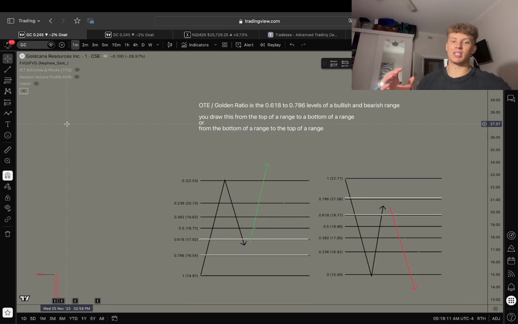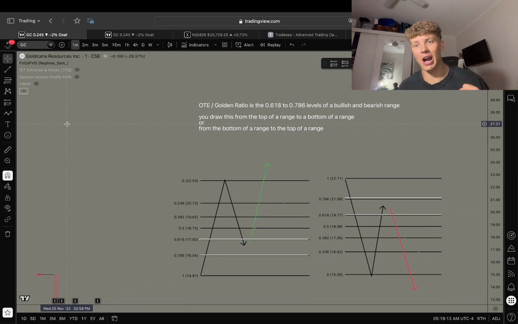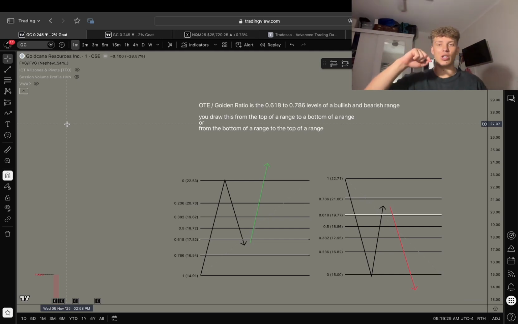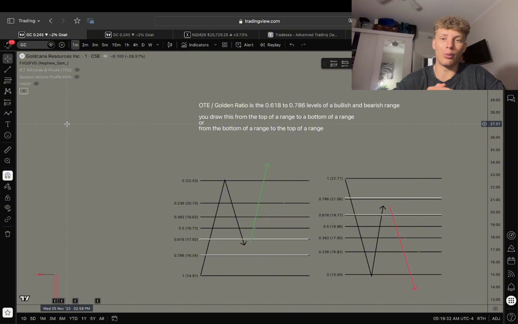So what is this? This is an extra added confluence that I look for when I'm trying to take a setup. Say I'm going long and I'm looking for a retracement, because with continuation you look for continuing models. This is sort of just an extra added confluence, like what a fair value gap would be, to give me more confidence in my trade setup. I don't use it for entries or anything. It's just that if I see this, it's more of an A+ setup.